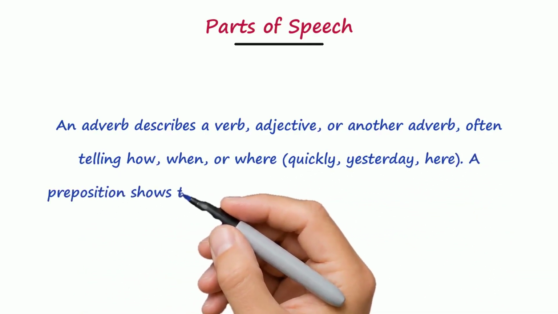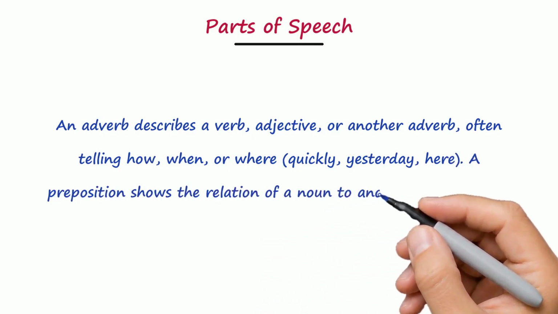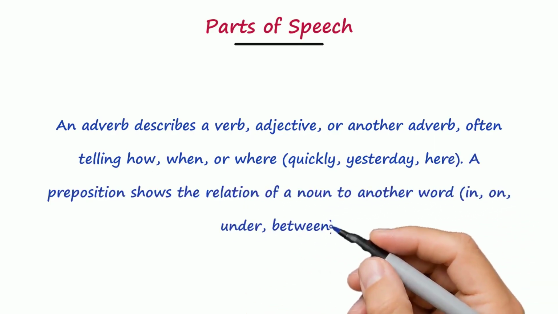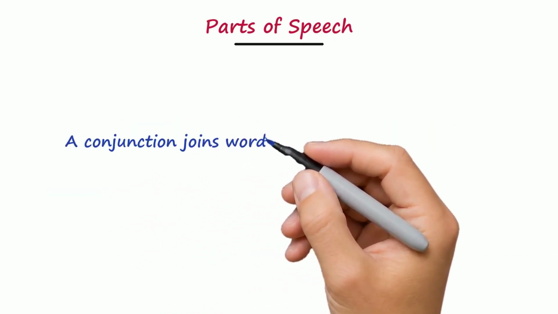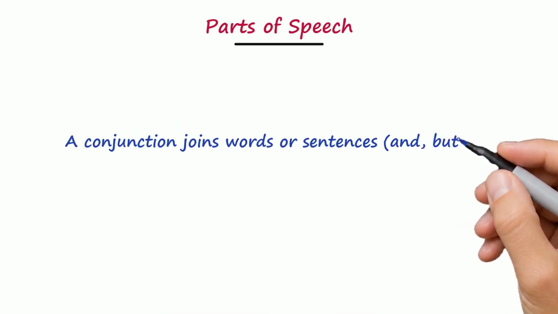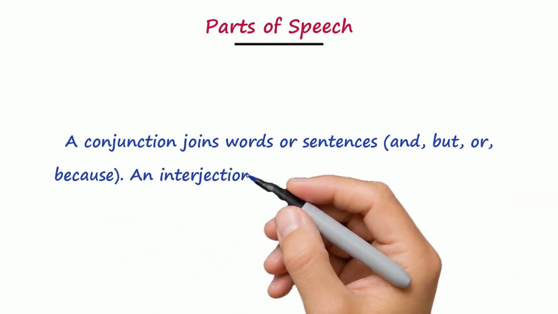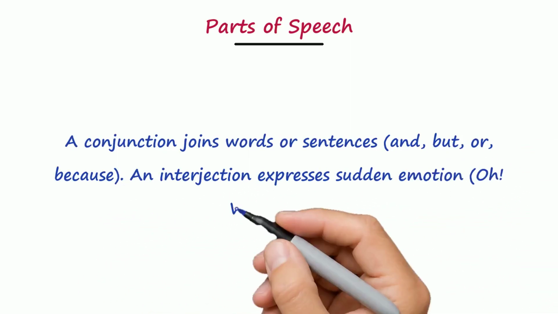A preposition shows the relation of a noun to another word: in, on, under, between. A conjunction joins words or sentences: and, but, or, because. An interjection expresses sudden emotion: oh, wow, alas.